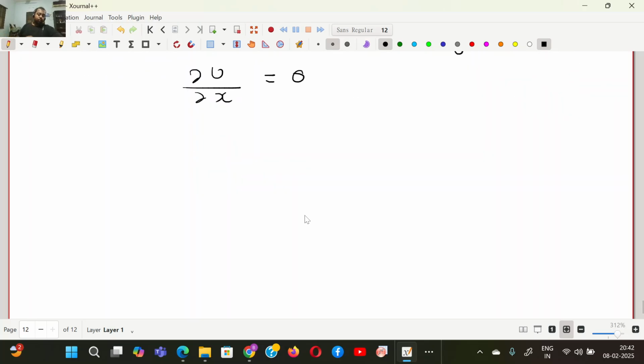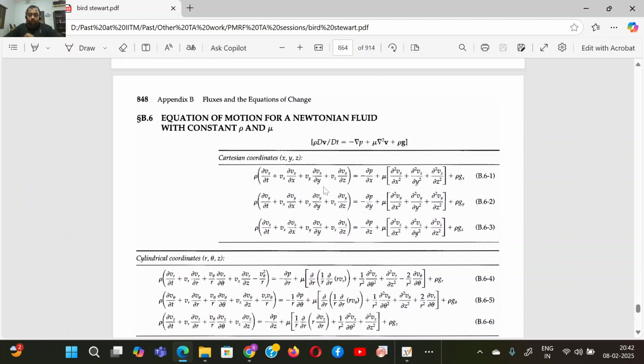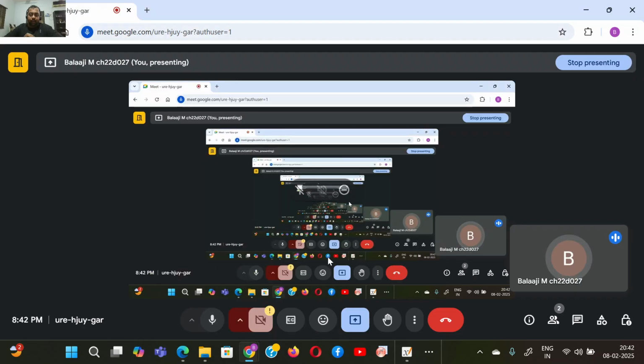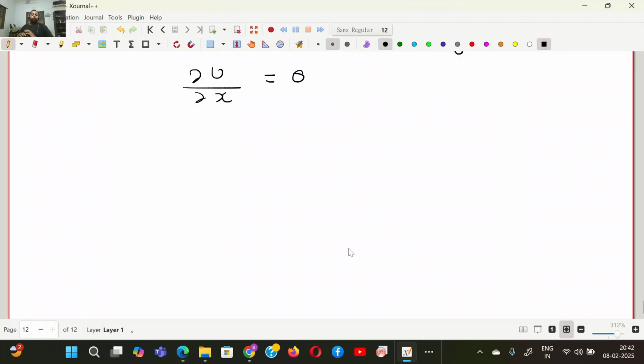Likewise, simplify the x component of the equation of motion, the Navier-Stokes equation. I want you to do this as homework, okay? Had you been in class, we would have done it together, but since none of you are here, I hope you do it yourself. Refer to this appendix and do it in your own room or college, wherever. See whether you get this term from the x component of the Navier-Stokes equation. You should get this one, okay?